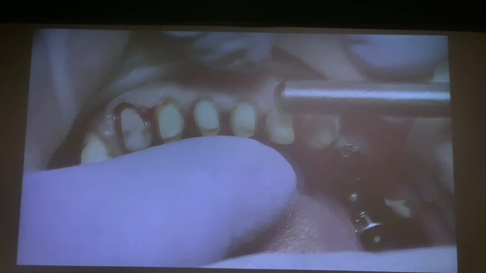It's like a grade 1 mobility on the lower two centrals. So we decided to splint these teeth by doing connected crowns. Reaching finally to the third phase, the reconstructive phase, where we're starting with teeth preparation.